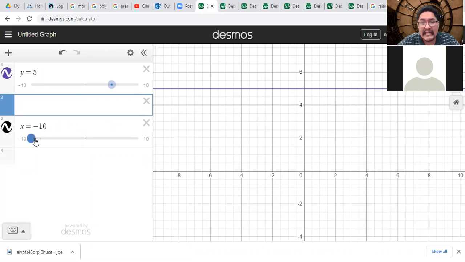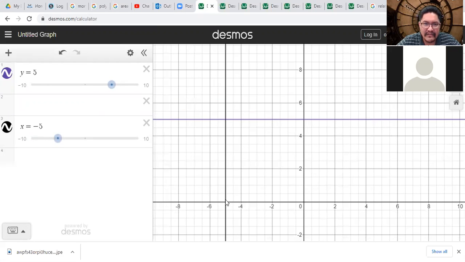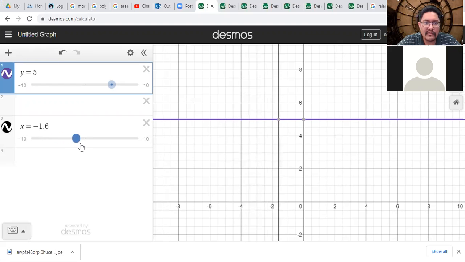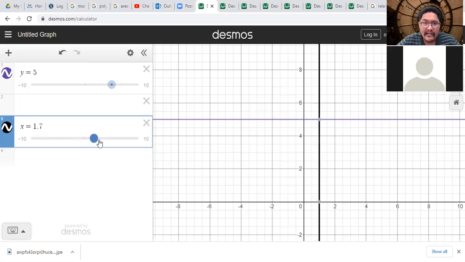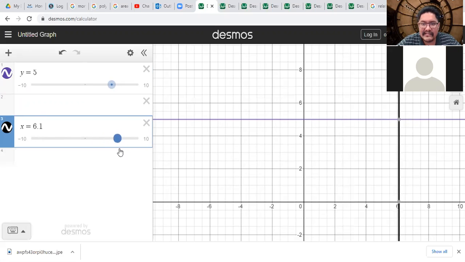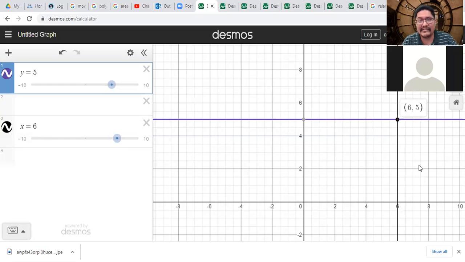So remember that x can change. I can say x of, say, -5. If I put the input x of -5, my output will be y is 5. If I move over to, let's say, -1, my output is still 5. My y value is still 5. If I move over to 6, my output is still 5. It's constant. It doesn't change. That's why we call these constant graphs.